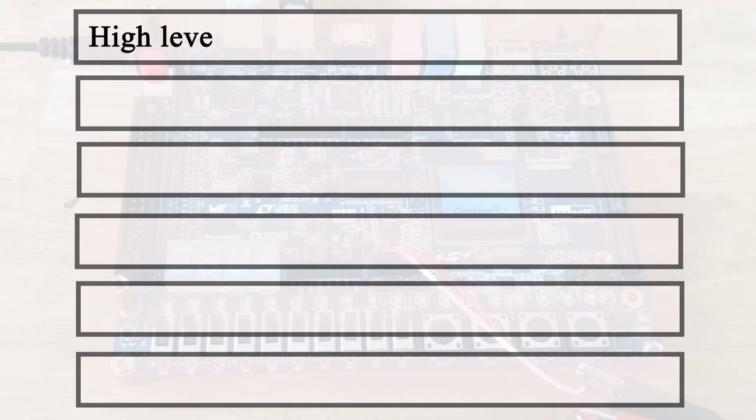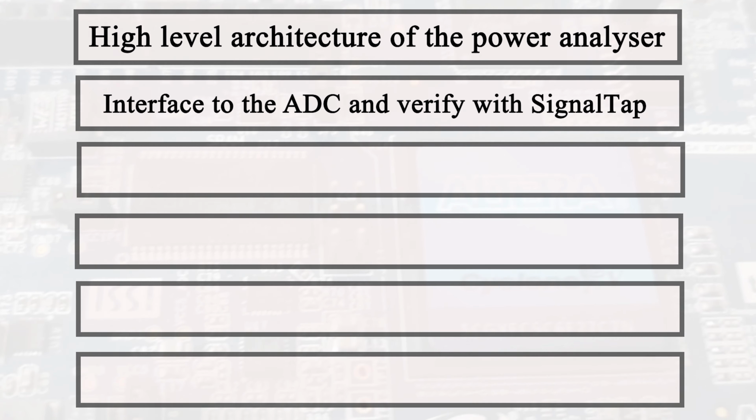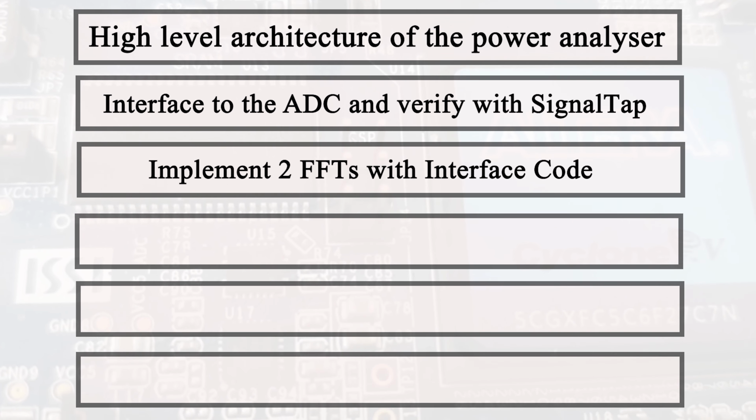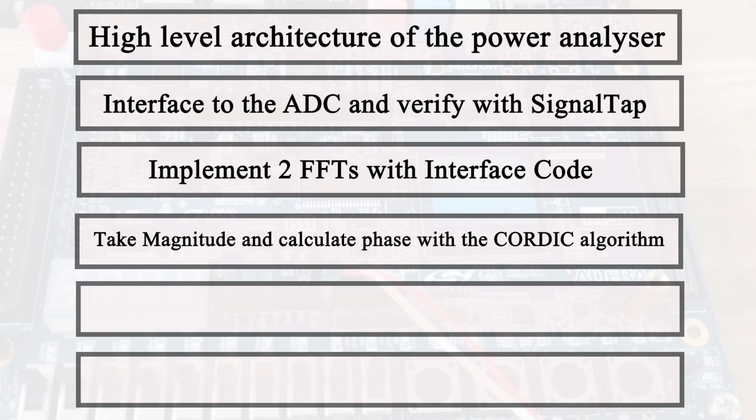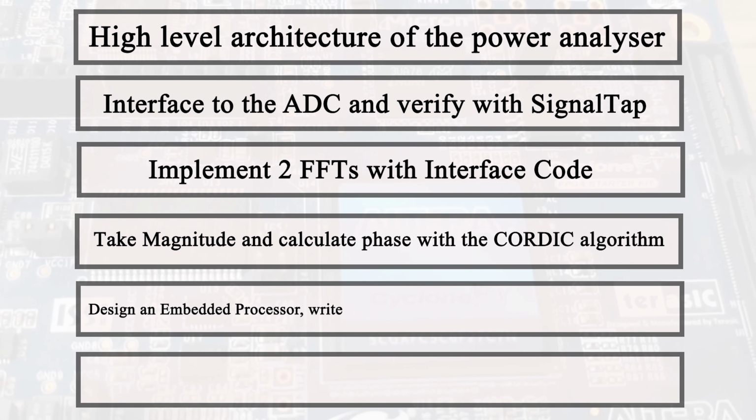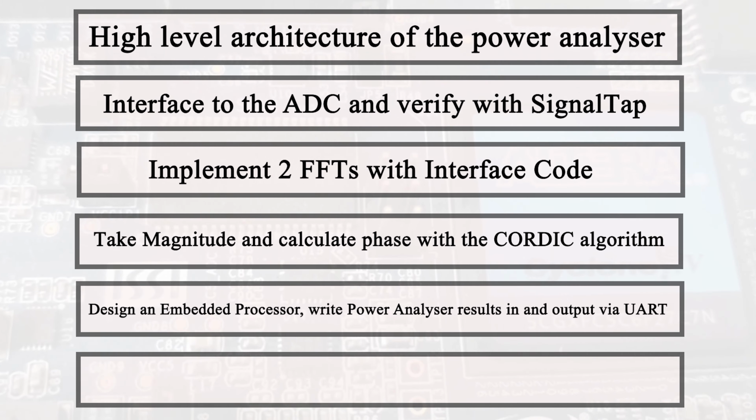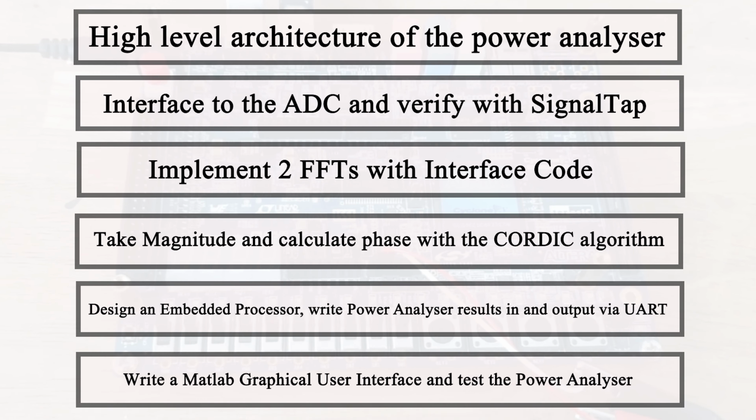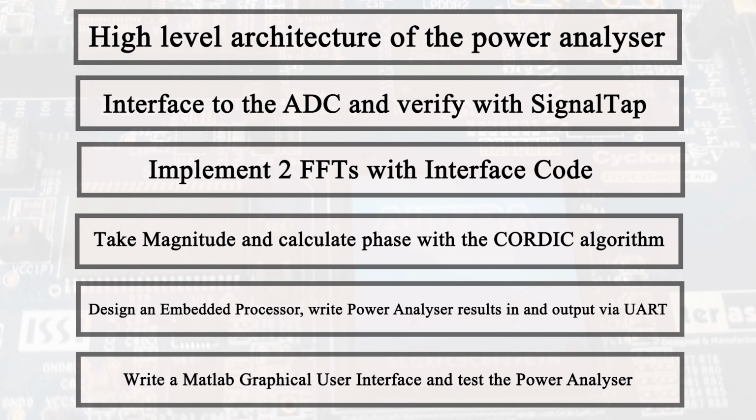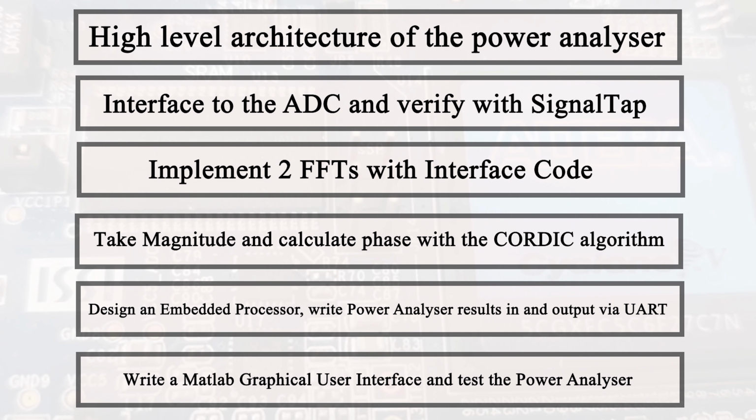So what I would like to do in this project is, first of all, outline the high-level architecture of the Power Analyser, interface to the ADC converter and verify with SignalTap, implement 2 FFTs with full interface code, take the magnitude and calculate the phase of the output of the FFT with the CORDIC algorithm, design an embedded processor, and then output the results using the UART, and then finally we will write a Matlab graphical user interface with some nice pretty pictures so we can see the results from the Power Analyzer on the screen.